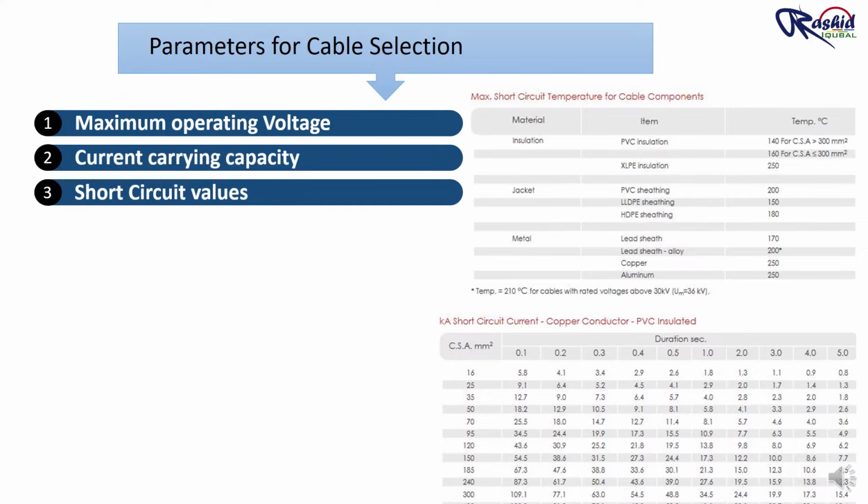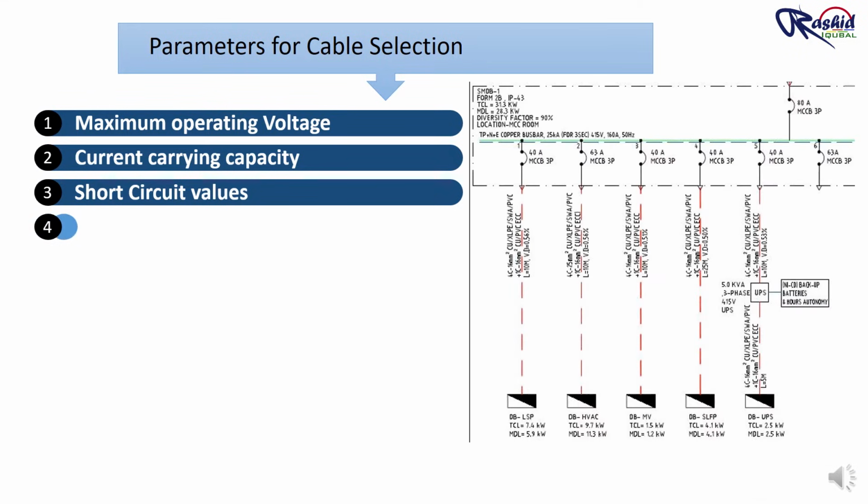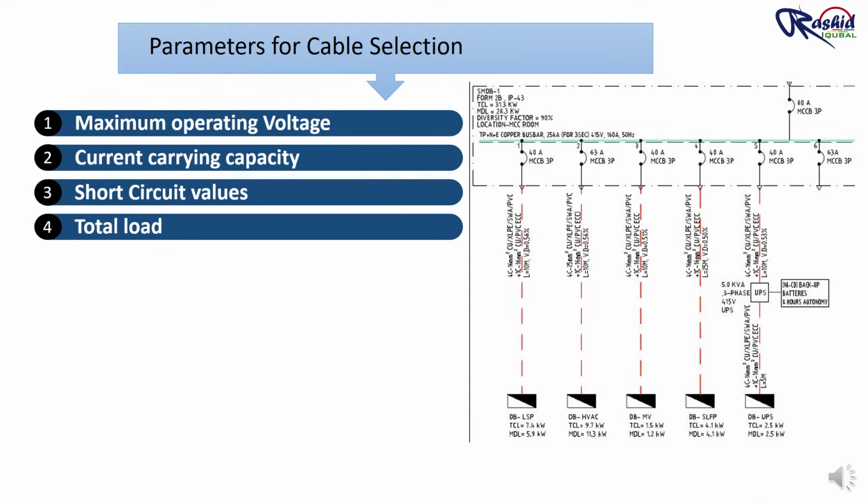The short circuit value is important for cable selection because it ensures that the cable can handle the maximum amount of electrical current during a short circuit without getting damaged. If the short circuit current exceeds the cable capacity, it could lead to dangerous situations such as overheating, fire, or equipment damage. So checking the short circuit value helps ensure that the chosen cable is safe and reliable for the specific application. Fourth one, total load.